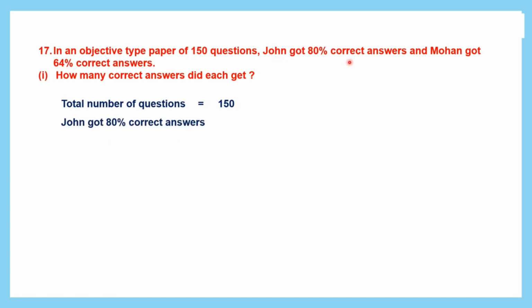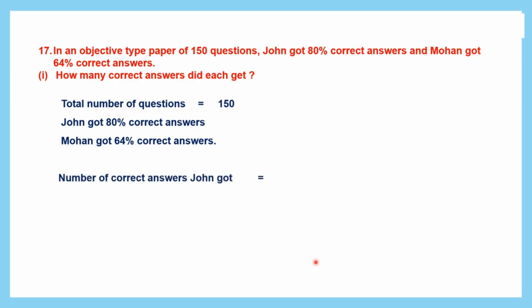John got 80% correct answers. Mohan got 64% correct answers. Now we're going to see how many correct answers each one got. The number of correct answers John got will be 80% of 150, the total questions. So this is 80 by 100 into 150. Let's cancel the 0 and 0. Now I just have to multiply 8 into 15. How much is 8 into 15? That is 120. The number of correct answers John got is 120. He got 120 correct answers.